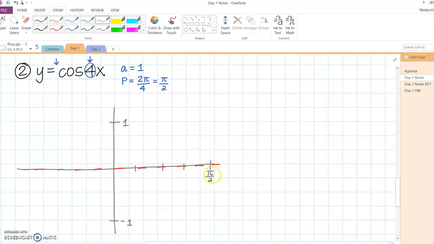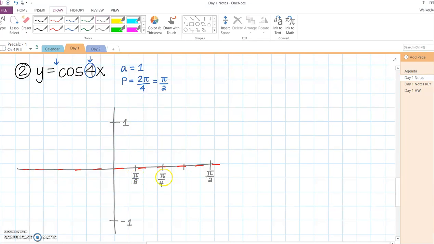Now the reason I'm making the 4th tick mark pi over 2 is what I call the 4 tick mark rule. If you always make the 4th tick mark your period, you're always going to include 2 periods of the graph, which is almost always what the homework asks you to do. So now if I know this is pi over 2, the 2nd tick mark is just half that. Half of pi over 2 would be pi over 4. And then the 1st tick mark would just be half of that. Half of pi over 4 is pi over 8.